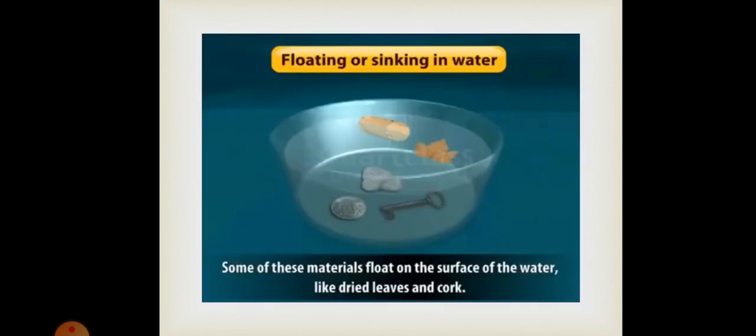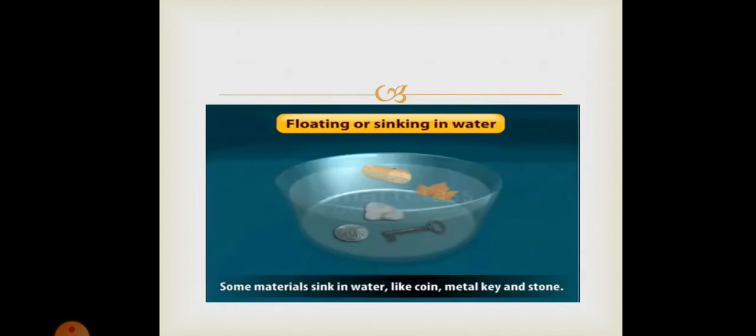So let's discuss another property, floating or sinking in water. Some materials float on the surface of the water, like dried leaves and cork, while some materials sink in water, like a coin, metal key and stones.